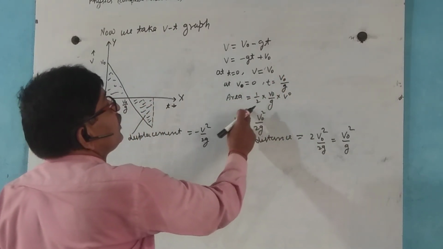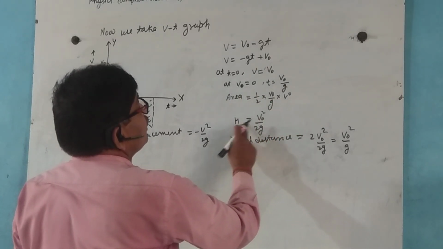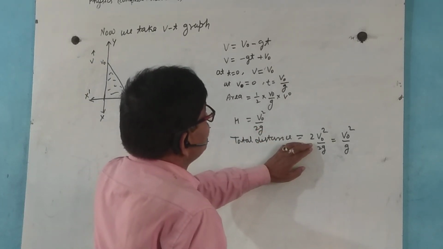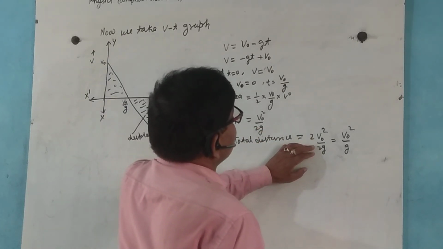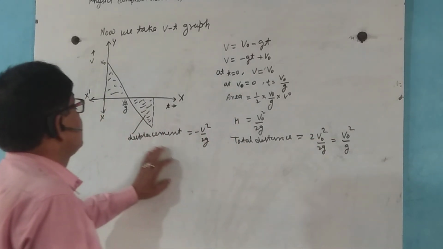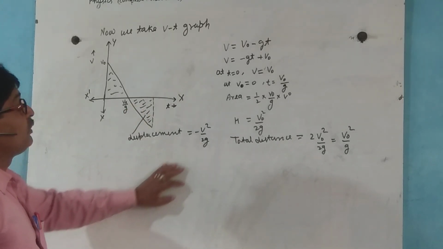So the area is equal to 1 by 2 base into height. In this case, h equals V square by 2g. Total distance equals 2 V square by 2g. 2 and 2 cancel, V square by g. This is the total distance. So in this case, the displacement is zero.